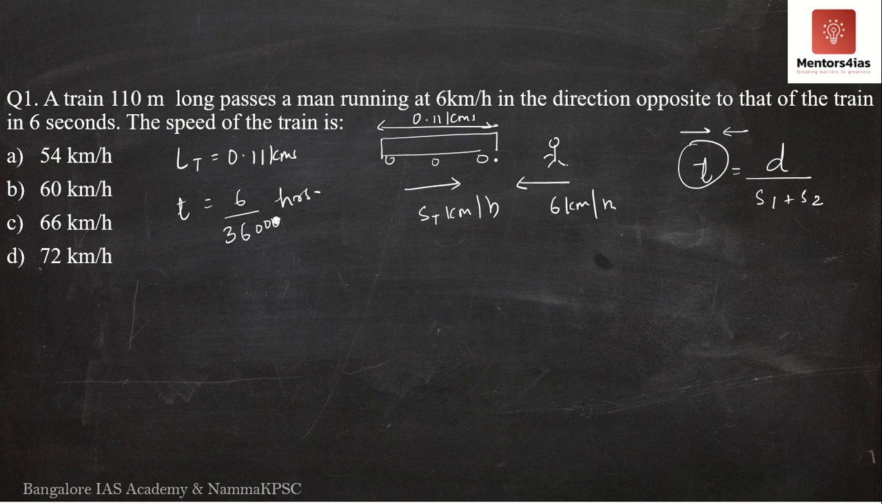Now the question does not say that there is some distance between the train and the man. So we will assume that the man is right over here at the beginning, at the front of the train, or at the beginning of the engine of the train itself. Therefore the distance to be covered is nothing but the length of the train itself. Therefore distance is nothing but length of the train, which is 0.11 kilometers. Here S2 is nothing but speed of the man, which is 6 kilometers per hour. S1 is nothing but speed of the train, which we have to determine. So just by replacing these things, we should be able to determine the speed of the train.